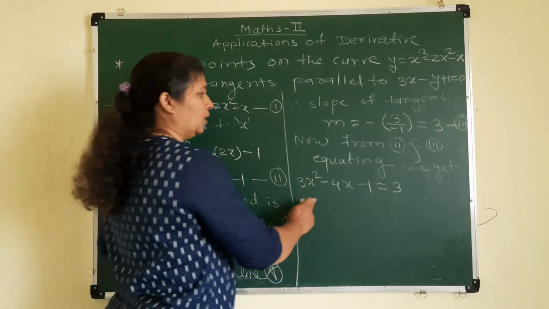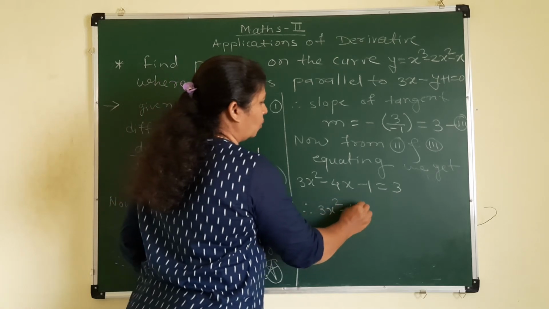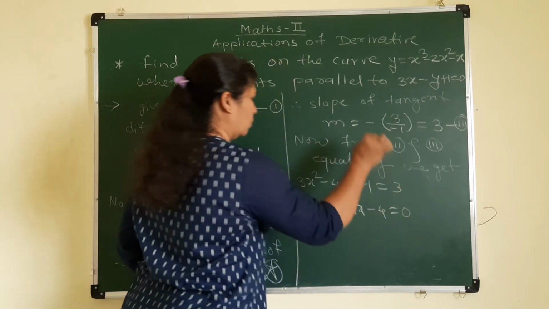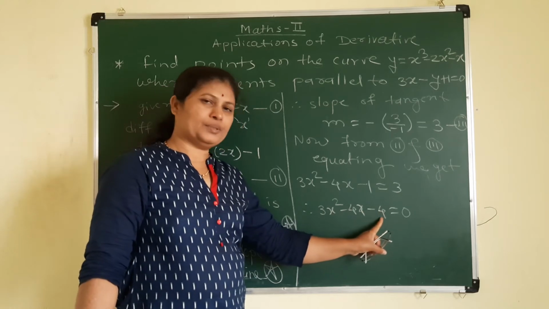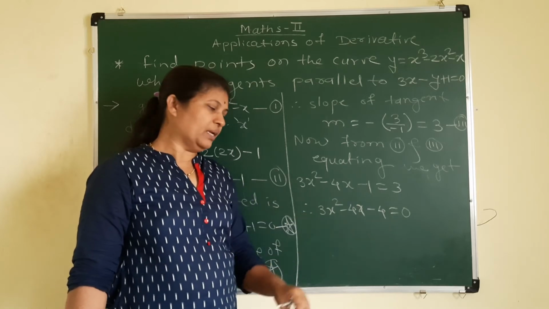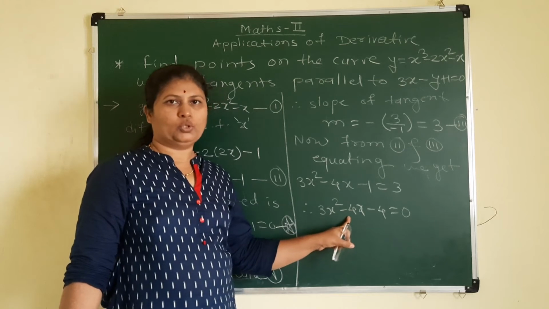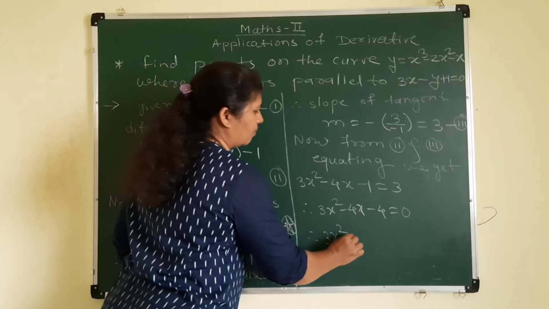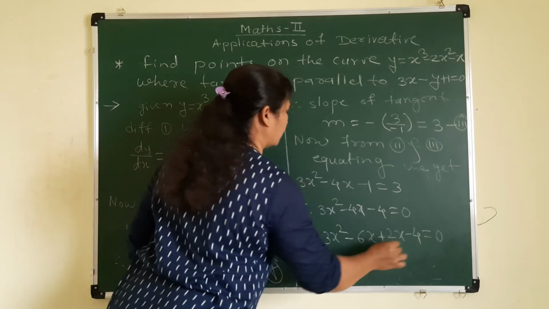So solving this equation now, this is 3x square minus 4x, take this 3 on this side, minus 1 minus 3, that is equals to 4. Now look at this, 3 is coefficient of x square and last term is minus 4. So minus 4 into 3, that is minus 12. You have to split that minus 12, so that product is minus 12 and sum is minus 4. So what are the factors? How can this be split? 3x square minus 6x plus 2x minus 4 is equal to 0.